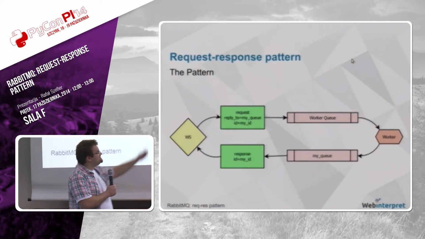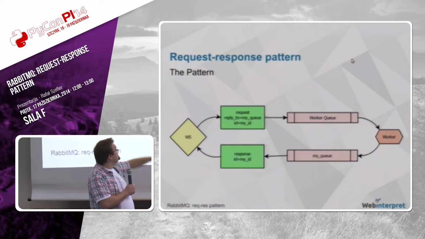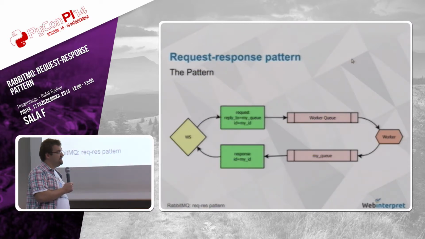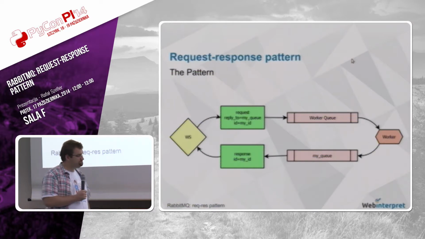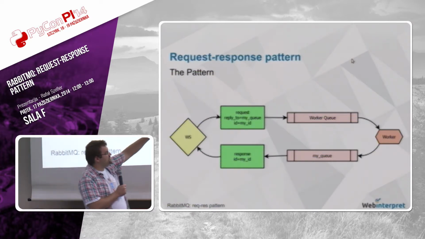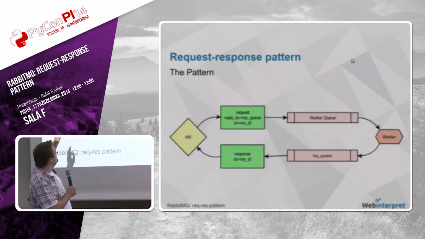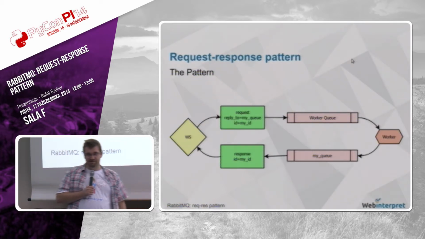The worker gets the message, processes it, and puts the response into the my queue. The my queue is taken from the request metadata. And the web server takes the message from my queue, and based on the ID, it matches the response with the request. So, as you can see, the worker queue is associated with the worker, while my queue is associated with the web server. Both of them are producers and consumers at the same time.